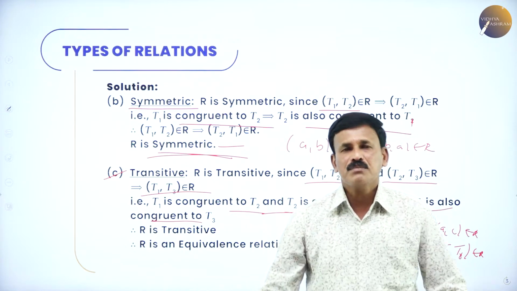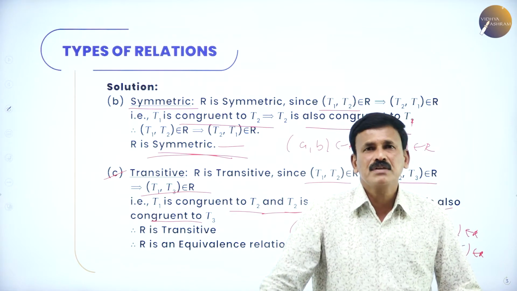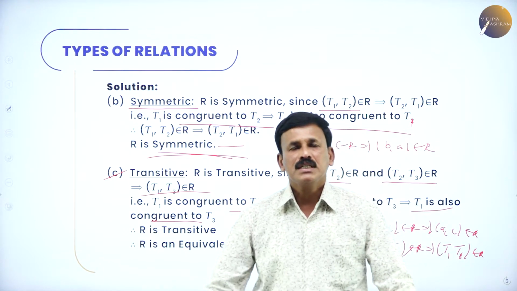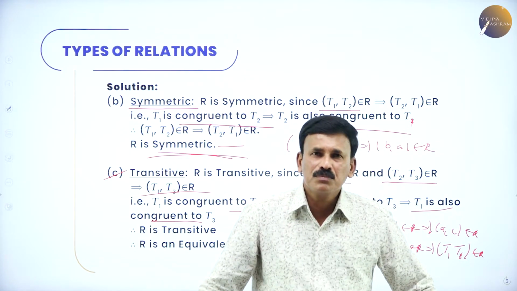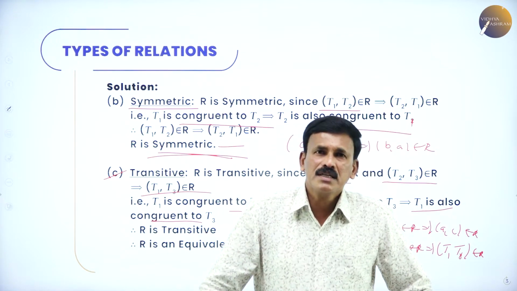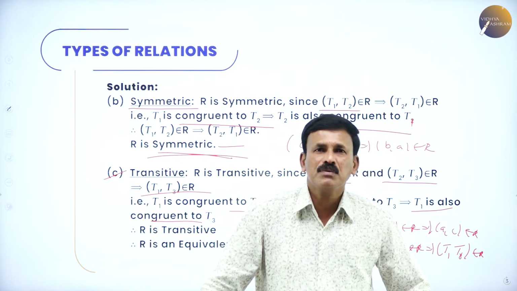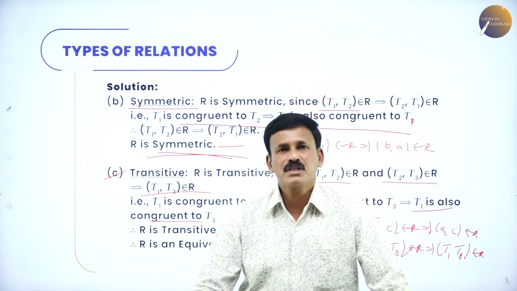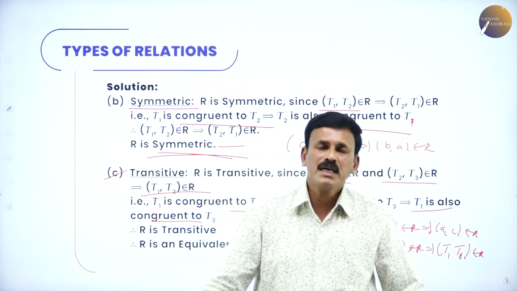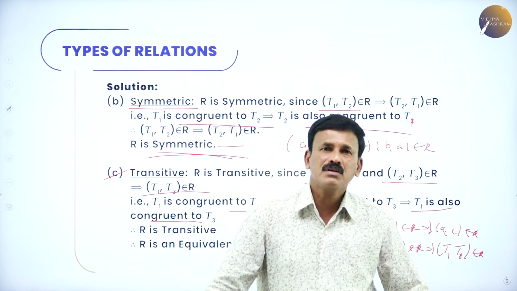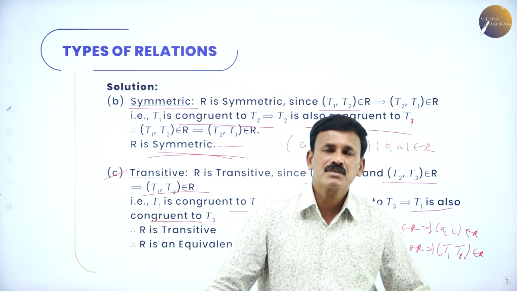In the examination, they may ask for the definition. Define equivalence relation. Give an example. Equivalence relation means a relation R on a set A is said to be an equivalence relation if it is reflexive, symmetric and transitive. Reflexive: (A, A) belongs to R. Symmetric: (A, B) belongs to R implies (B, A) belongs to R. And transitive: (A, B) belongs to R and (B, C) belongs to R implies (A, C) also belongs to R.